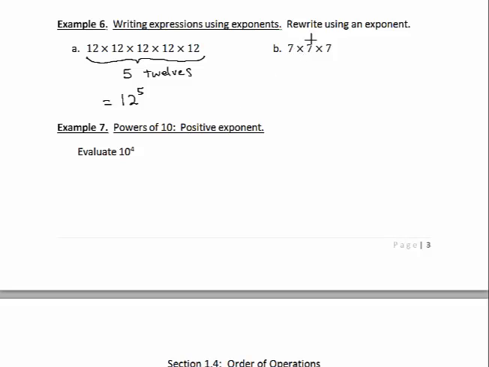Alright, we've got 1, 2, 3 7s, and so this would be equal to 7 to the what power? 3, the number of 7s that are being multiplied. Okay. Example 7, powers of 10. 10 is one of our favorite numbers to apply exponents to, especially natural exponents, which I couldn't do a decimal exponent in my head. But we're just simply talking about natural exponents for right now.